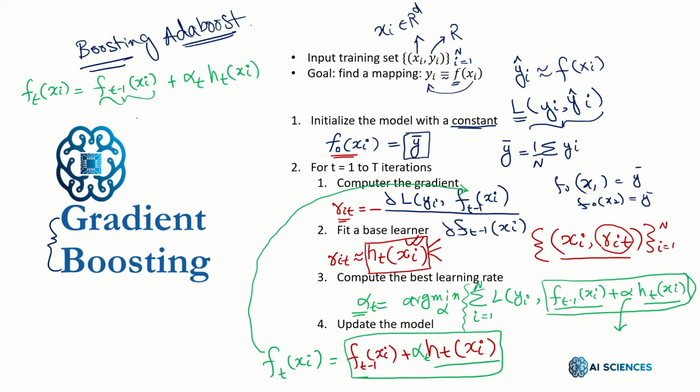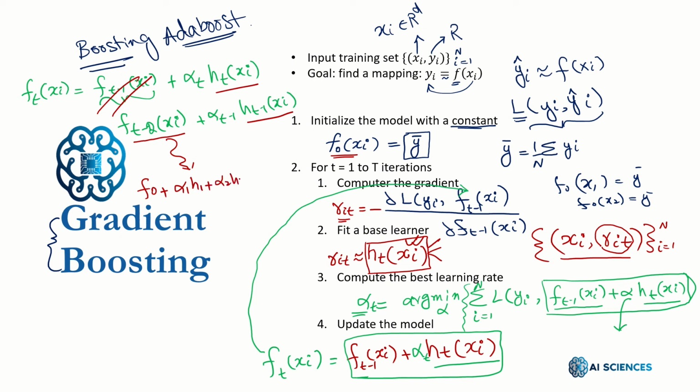Now if you unroll this back, you will get f_{t-2} at x_i plus alpha_{t-1} h_{t-1} at x_i. Now if you see this sequence, this model, then that model, then that model are being combined. And if you unroll this further, this will look like the following: f_0 plus alpha_1 h_1 plus alpha_2 h_2 and so on. And this is precisely the sequential learning of different kinds of models, and that's where the boosting comes from. So that's the general and very abstract view of gradient boosting.